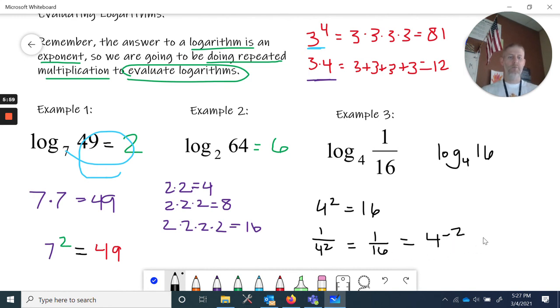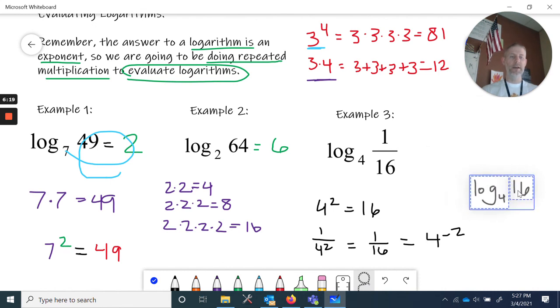Remember, if we move exponents to the opposite side of the fraction bar, it changes whether they're positive or negative. If they're positive on the bottom and move to the top, they become negative, or vice versa. If they're positive on the top and move to the bottom, they become negative, and if they're negative and we move them, they become positive. So this is 4 to the negative 2 power. Anytime you see a fraction with a 1 over, think: I'm going to have a negative exponent here. So this is going to equal negative 2.